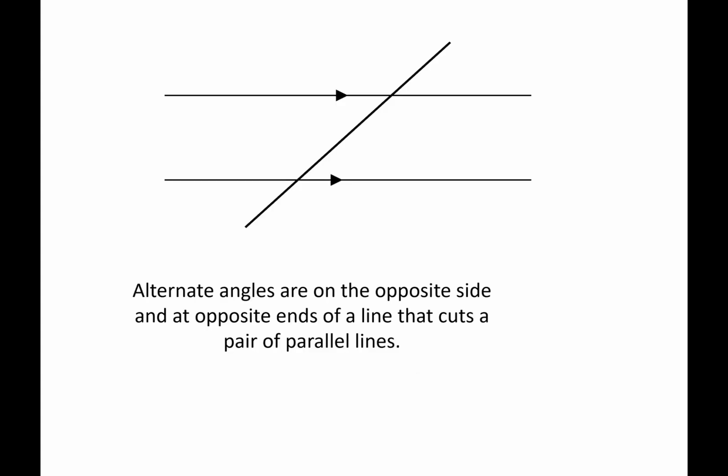Please take down the following diagram and write the following statement. Alternate angles are on the opposite side and opposite ends of a line that cuts parallel lines. Here we can see our alternate angles. These angles are equal because our two lines are parallel. These two angles are also alternate and equal.